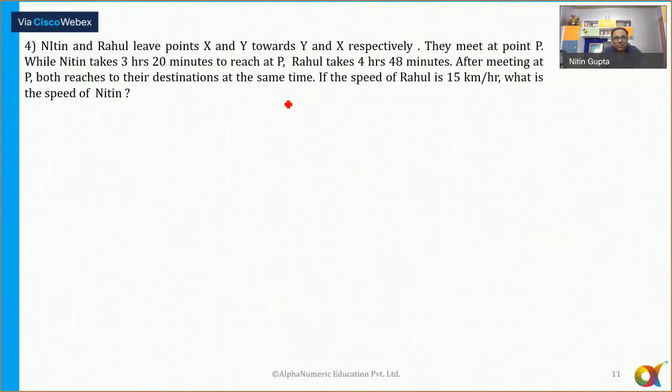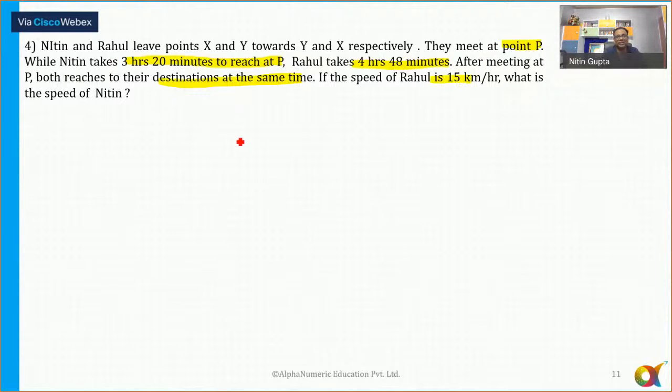It says Nitin and Rahul leave points X and Y respectively. They meet at point P. While Nitin takes 3 hours 20 minutes to reach point P, Rahul takes 4 hours 48 minutes. So both of them are taking different times to reach that. And after meeting at P, both reach their destination at the same time. And if the speed of Rahul is 15, what is the speed of Nitin?